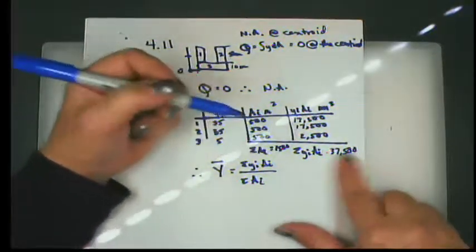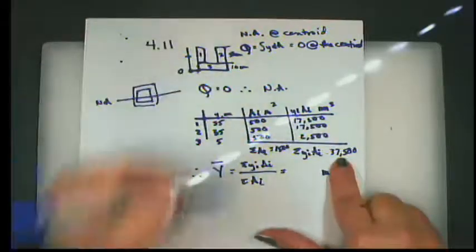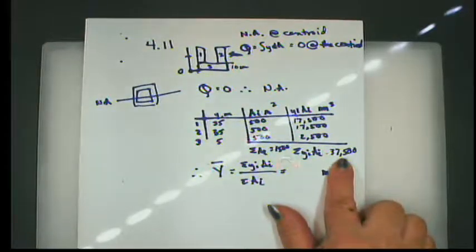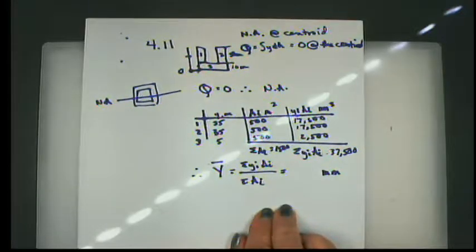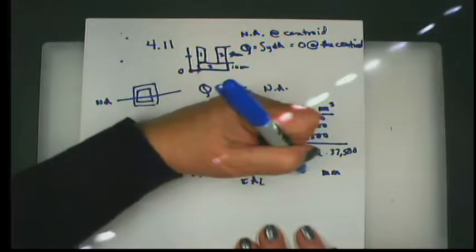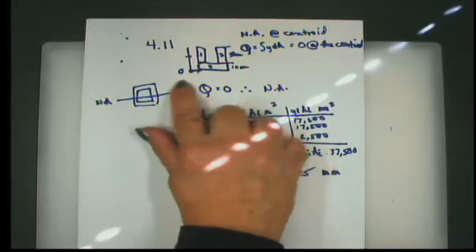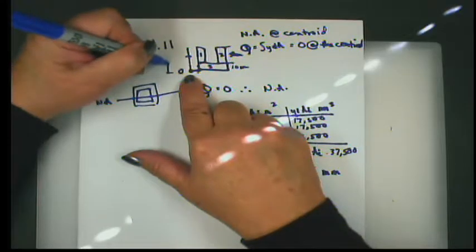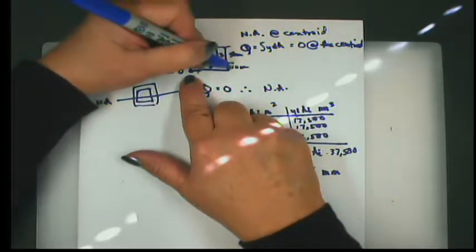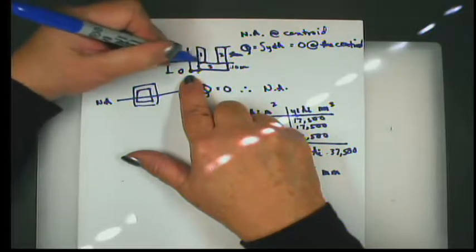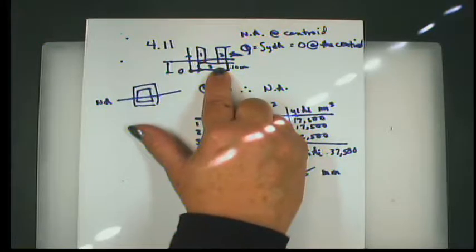So millimeters to the third over millimeters squared. So this value is going to be in millimeters. So I take 37,500, divide it by the sum of the areas, which is 1,500, and I get 25 millimeters. That means that the centroid of this object is 25 millimeters from the bottom. The entire thing is 60 millimeters high because it's 10 plus 50. So what this piece has done essentially is lowered my neutral axis by 10 millimeters.